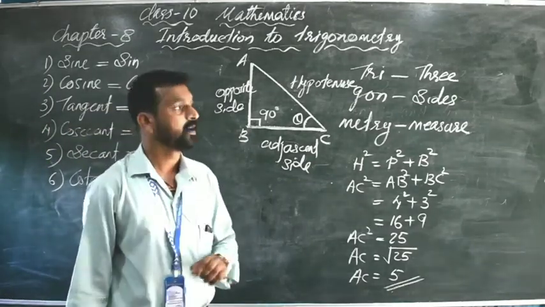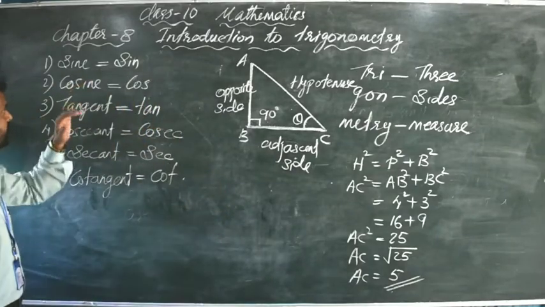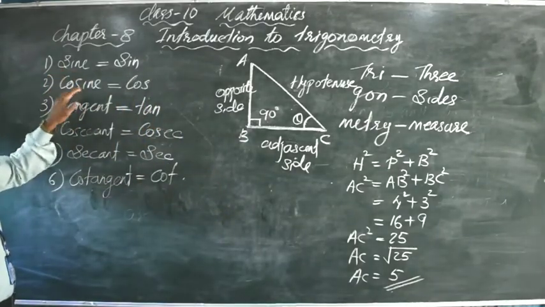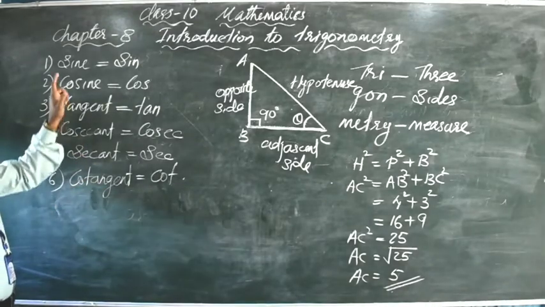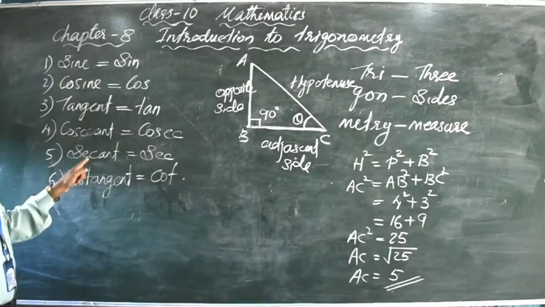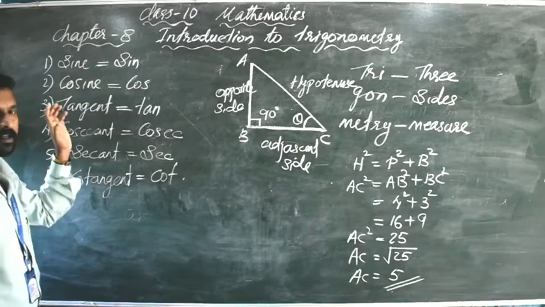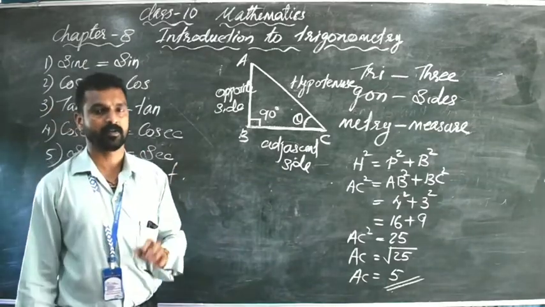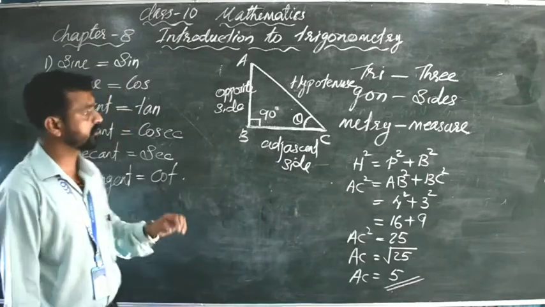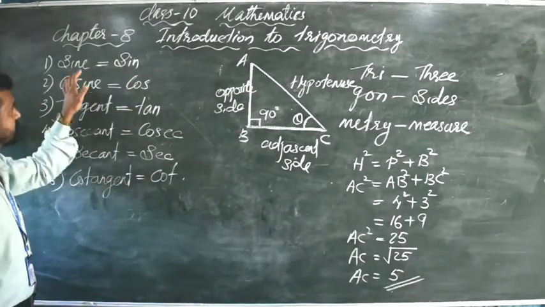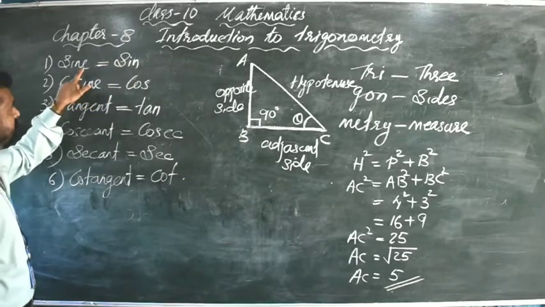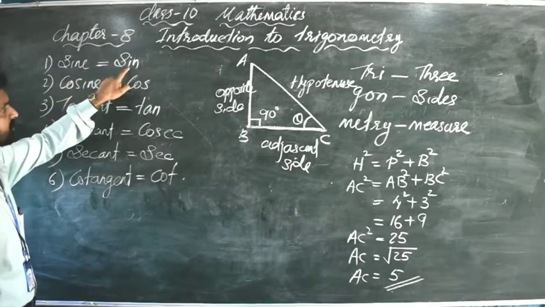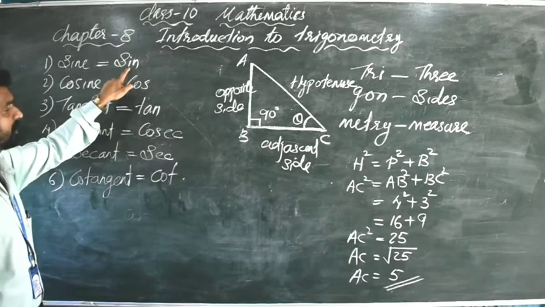I will explain you. First you have to remember the names: sine, cosine, tangent, cosecant, secant and cotangent. But we will not use this full form. Always for doing the exercise or doing the calculations, we use the short form only. So remember these short forms. Sine, its short form is sin. Only difference is that sine is S-I-N-E, but the short form is S-I-N only.